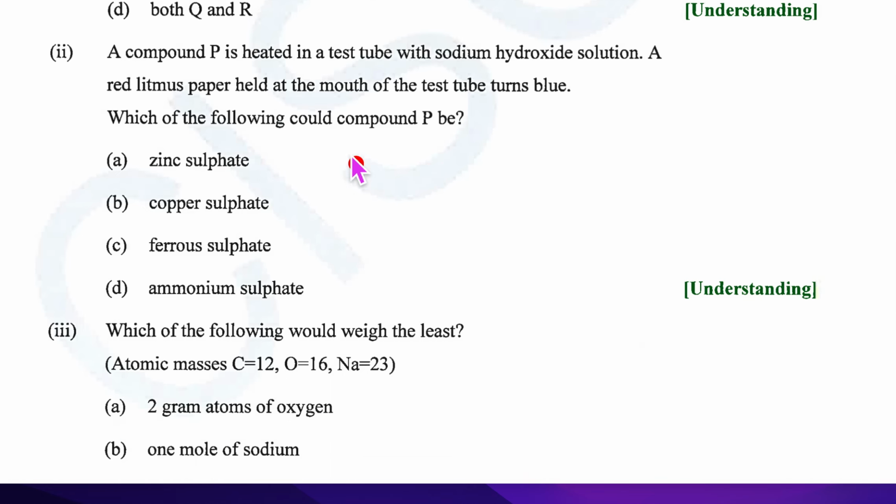Let us look at the second one. Compound P is heated in the test tube with sodium hydroxide solution, and red litmus paper is held at the mouth of the test tube. It turns blue, which means the gas is alkaline. Now, if I have alkaline gas, only one gas is alkaline in your syllabus, that's ammonia. That means ammonium hydroxide is formed. So which one is ammonium over here?